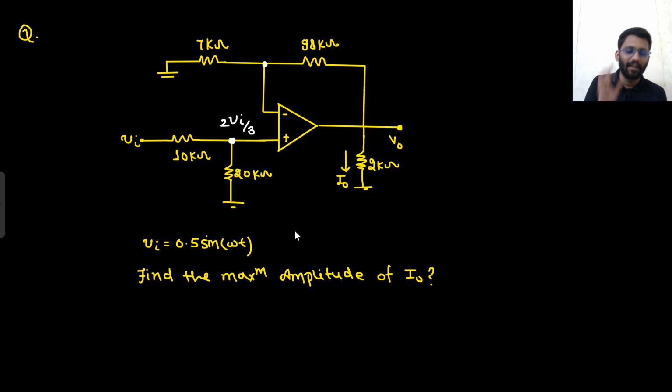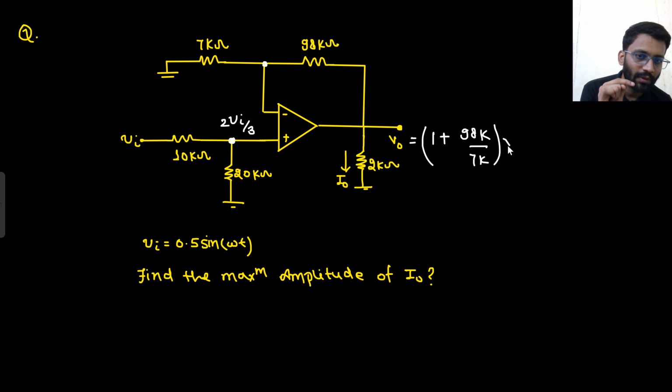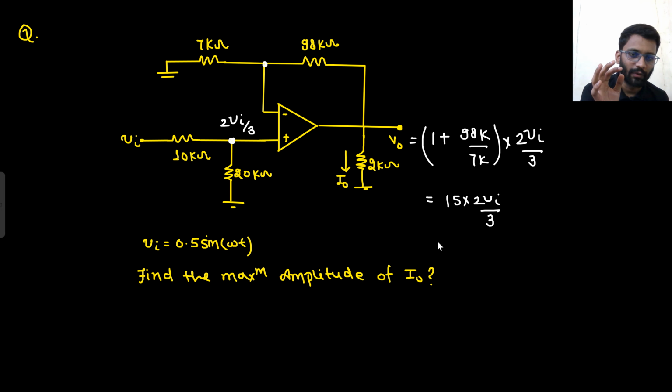The same potential will be applied here, but I am not going to do this, because if I know the potential at the non-inverting terminal, what will be my output? My output will be 1 plus RF by R into 2V in by 3. RF is 98K and this is 7K. So 98 by 7 gives 14, so it would be 15 into 2V in by 3. So it would be 10V in. So what you are getting here is 10 V in.